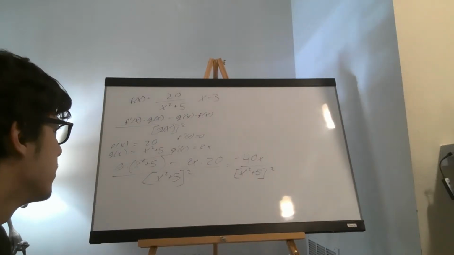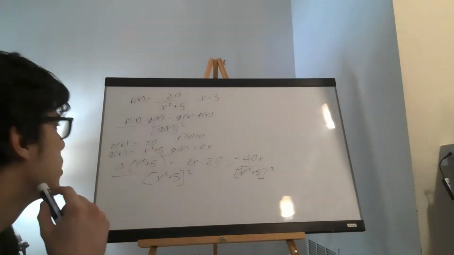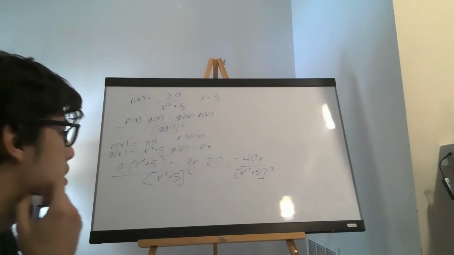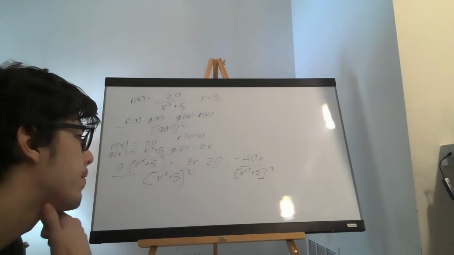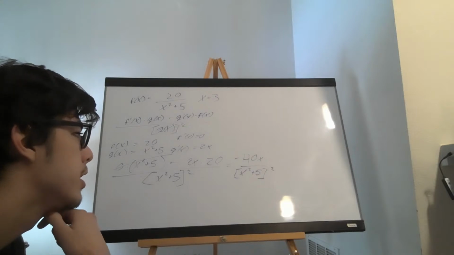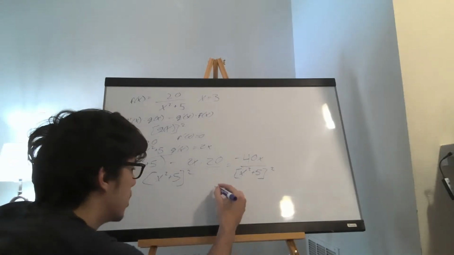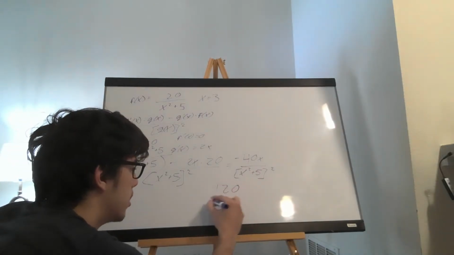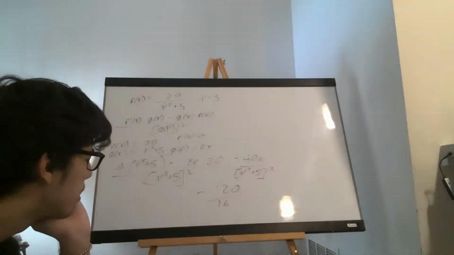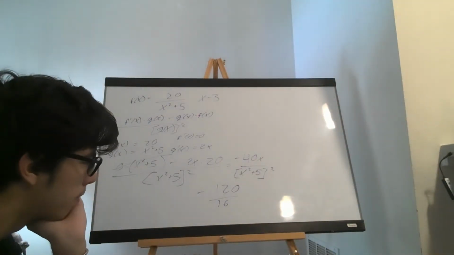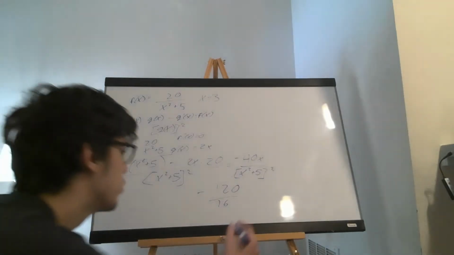Minus g prime x times f of x, 40x. So x equals 3, that'll go as negative 120 on top, and negative 9, 4, 16, so 120 over 16. And I'm almost 100% positive that can be simplified, so why don't we just divide a 4 out of both of them and see what that gives us.